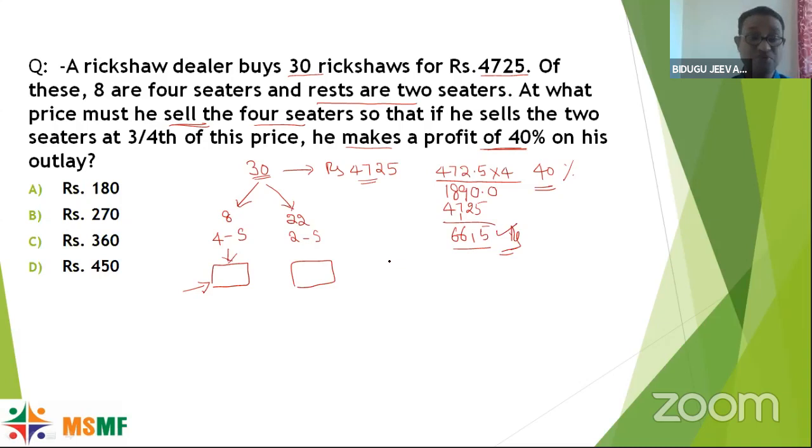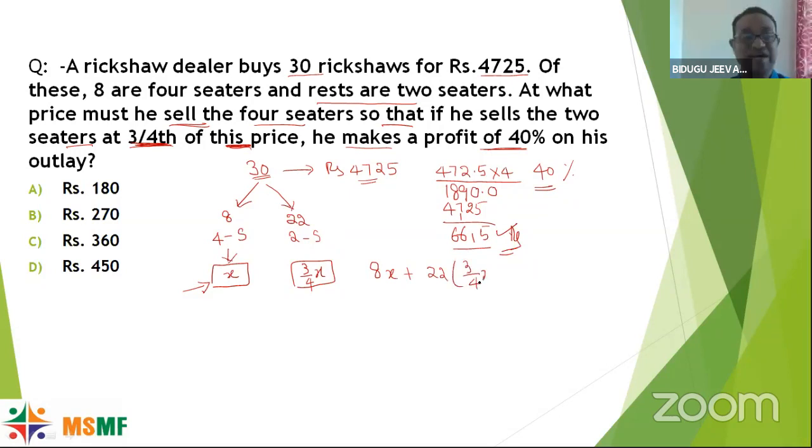Great. Let us assume that what we have to calculate, 4-seater price we have to calculate, that is called X. And what he said, what price must he sell 4-seater so that if he sell 2-seater, 3/4 of this price, right? 3/4 of this price. Great. So let me write the equation, right? So how many 4-seaters are there? 8. What is the price of this one? X plus. How many 2-seaters are there? 22. What is the price of this one? 3/4 X. So which is equal to what he has to sell it to get a profit percent.